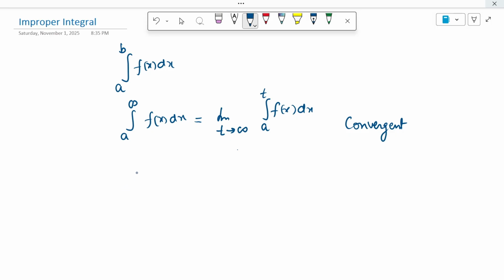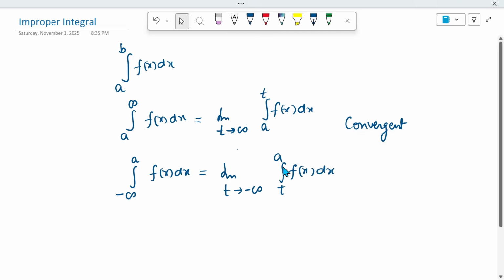The other we can also write this way: minus infinity to a variable a, where the lower limit is minus infinity and the upper limit is a. So here also we have minus infinity, so we will write this way: limit t tends to minus infinity, and this is t to a f(x) dx.